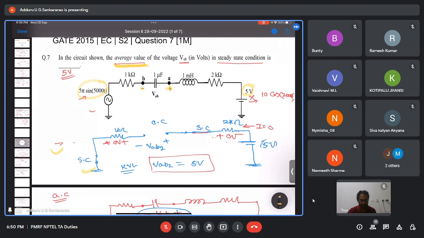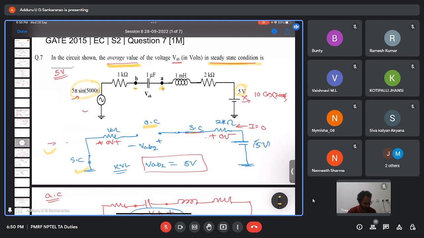Now at steady state we need to find out the average value. At steady state, the DC transients you might have studied, the capacitor acts as open circuit and inductor acts as short circuit, when only the 5 volts source is acting. So this is the equivalent circuit. Capacitor acts as open circuit, so there is no current in the elements. I equal to 0. Why is I 0? Because the capacitor acts as open circuit. At steady state for DC analysis, capacitor offers infinite resistance.